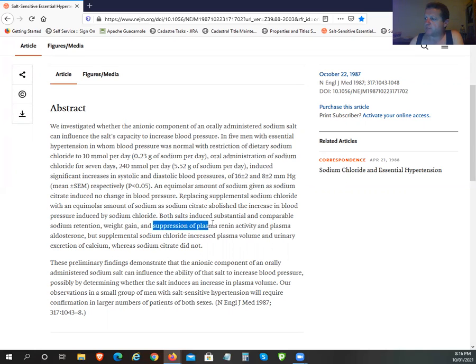But the good thing is suppression of renin activity. Basically, the renin angiotensin system is suppressed. That means you're not pushing up blood pressure and you're not pushing up the cortisol. So do you see what I mean? The sodium in both forms, both salts, did not activate it. So you've basically got comparable weight gain and suppression, both induce substantial suppression of plasma renin activity.